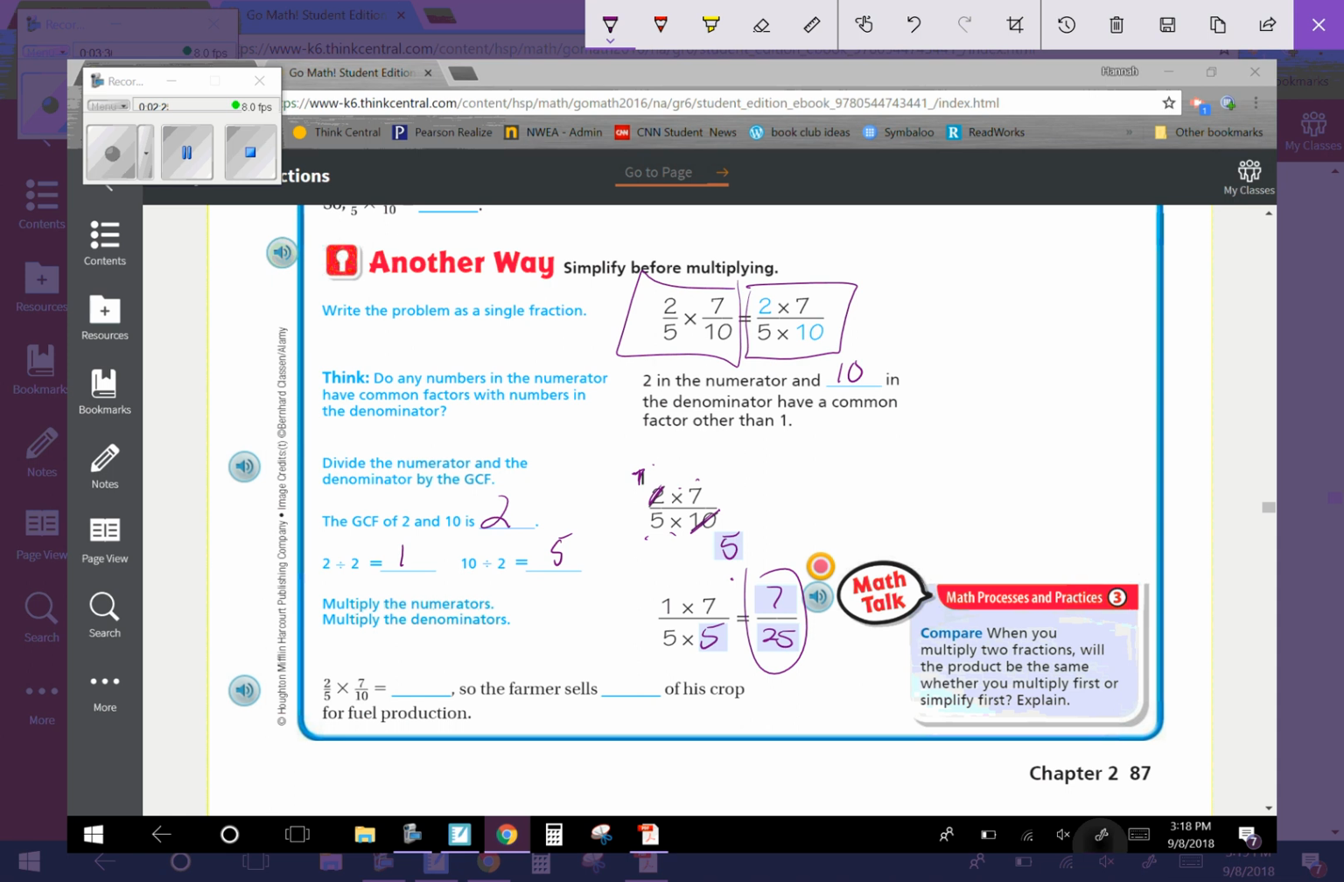So here we got the answer and didn't have to simplify those big numbers. So simplifying before you multiply keeps your numbers a lot smaller. So 2/5 times 7/10 equals 7/25, we decided. So the farmer sells 7/25 of his crop for fuel production. It says compare. When you multiply two fractions, will the product be the same whether you multiply first or simplify first? And yes, so you're going to get the same answer when you multiply first and then simplify the product as when you simplify first and then multiply. Both answers will be in the simplest form, and you're multiplying the same numbers.